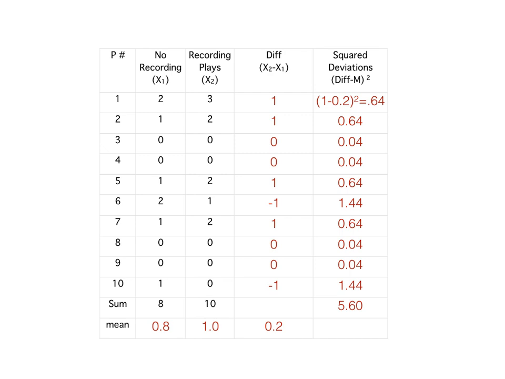The second one down gives me 0.64. The third person down gives me 0.04. The fourth person down gives me 0.04. I continue doing that all the way down. And then you can see I sum them all up and I get 5.60. So that's my sum of squares. I'm getting the sum of all those squared deviations that come from those different scores.